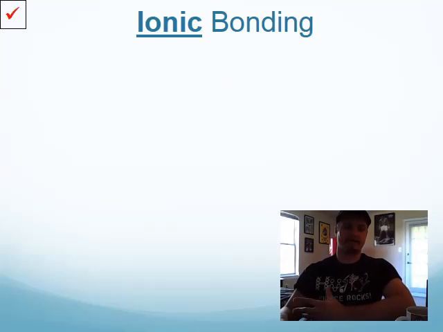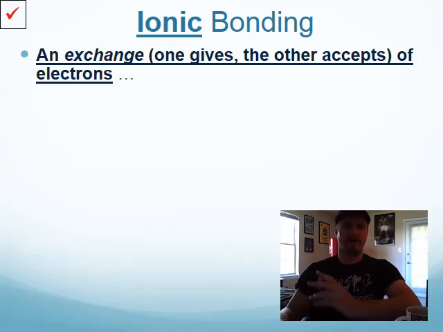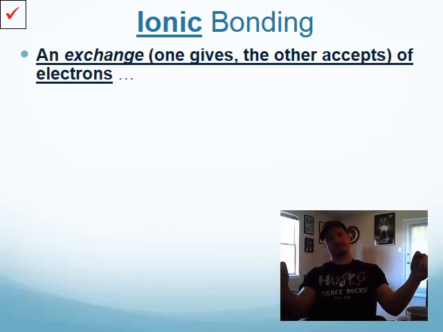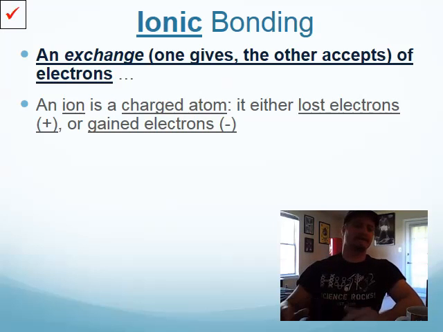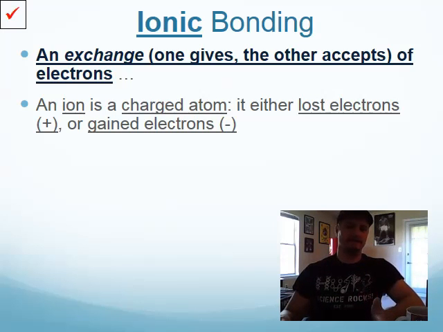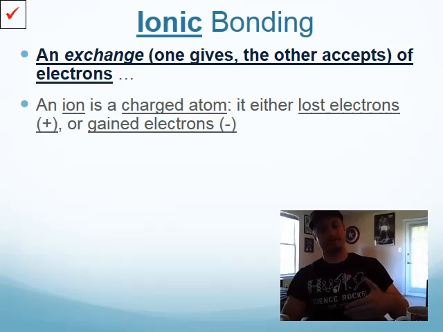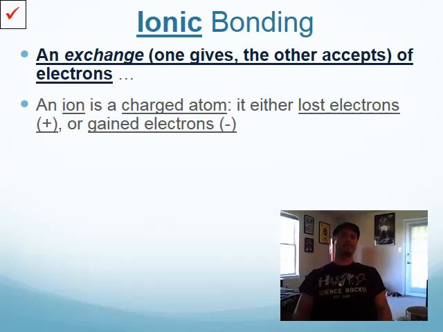So the first type of bonding we're going to talk about today is something called ionic bonding. Ionic bonding is an exchange. One gives and the other accepts the electrons. An ion is a charged atom. It either lost electrons, which would give it a positive charge, or gained electrons, which would give it a negative charge. But wait. You mean to tell me that if something gains something, it's negative, and if something loses something, it's positive?